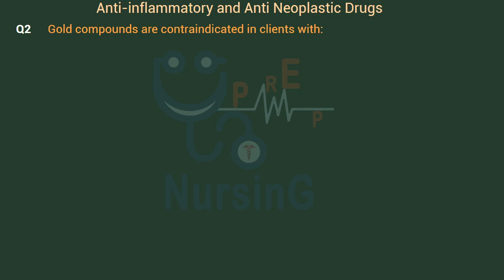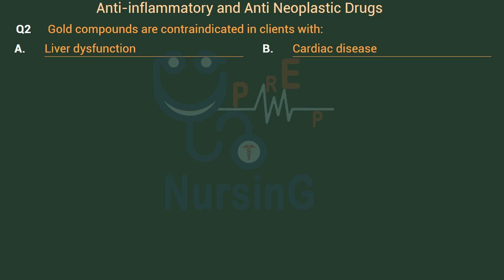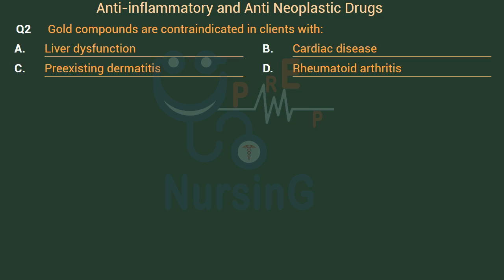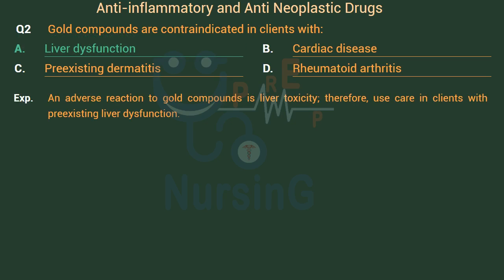Gold compounds are contraindicated in clients with Option A. Liver dysfunction. Option B. Cardiac disease. Option C. Pre-existing dermatitis. Option D. Rheumatoid arthritis. Right answer is Option A. Liver dysfunction. An adverse reaction to gold compounds is liver toxicity. Therefore, use care in clients with pre-existing liver dysfunction.